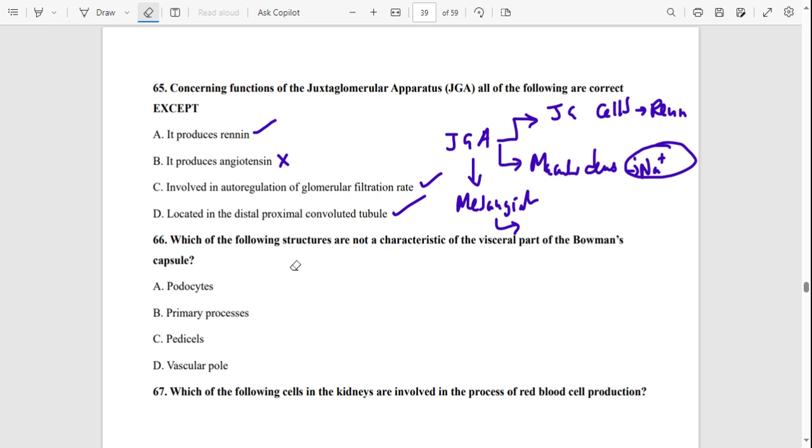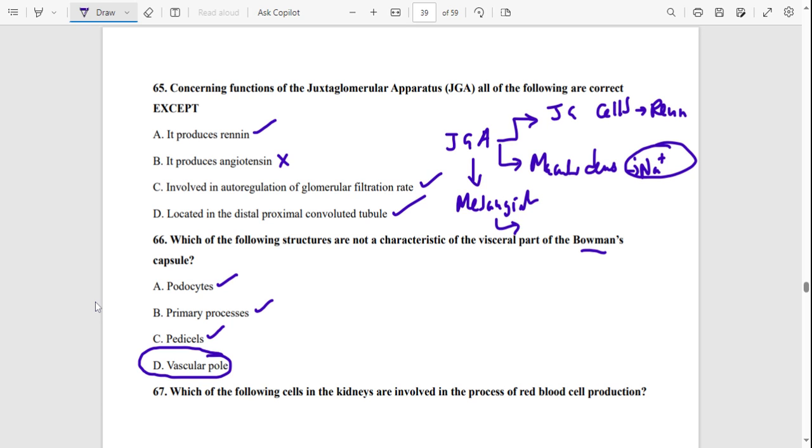Which of the following structures are not a characteristic of the visceral part of the Bowman's capsule? Now, the visceral part of the Bowman's capsule is that part that is involved in the filtration. So you have got podocytes with their primary processes and pedicels, which are like their legs, their extensions. So except vesicular pore. This is not a pore that has got blood. It has got all these as their characteristics.